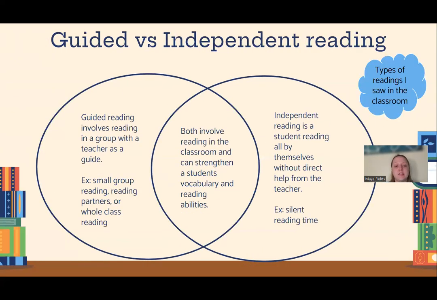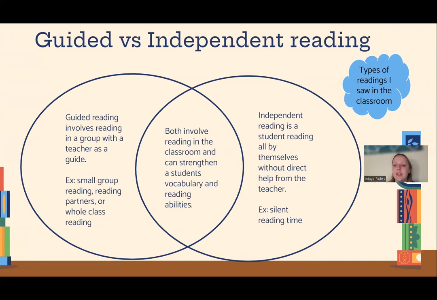Next is guided versus independent reading. Guided reading obviously involves reading in a group with a teacher as a guide. This can be small group reading, reading with partners, or whole class reading. Independent reading is a student reading all by themselves without direct help from the teacher, like silent reading time. Both involve reading in the classroom and can strengthen a student's vocabulary and their reading abilities. One of the coolest types of reading I saw in the classroom is when the teacher would ask, okay, read this passage independently to yourself, and then we will all read it aloud together, which has to do with guided and independent reading.